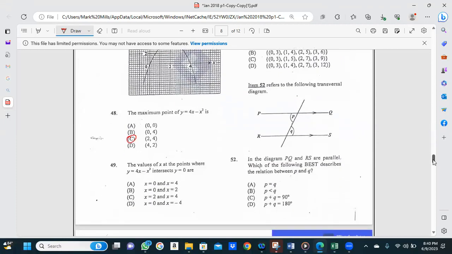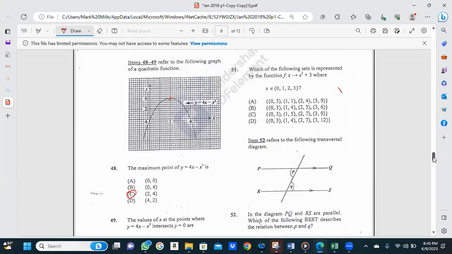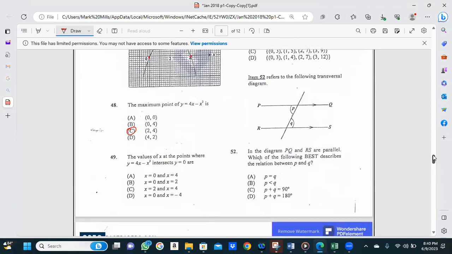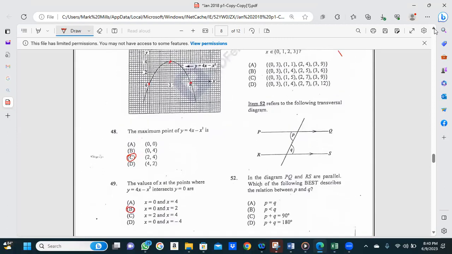What values of x? The values of x are the points where y is equal to 4x minus x squared intersect at y equal to 0. Y equal to 0 refers to the x-axis, where they intersect, meaning where these lines pass through this point here and this point here. In other words, they're asking for the solution. So our answer is going to be 0 and 2. 0 and 2 would have been B. We following? Yes, sir.